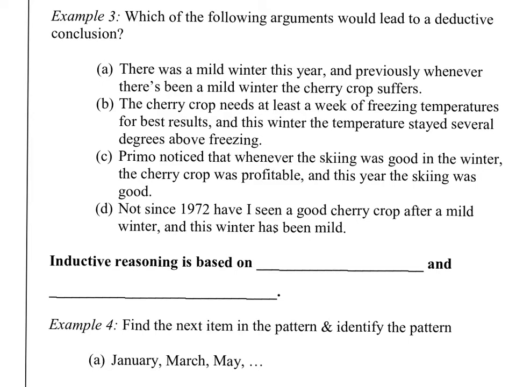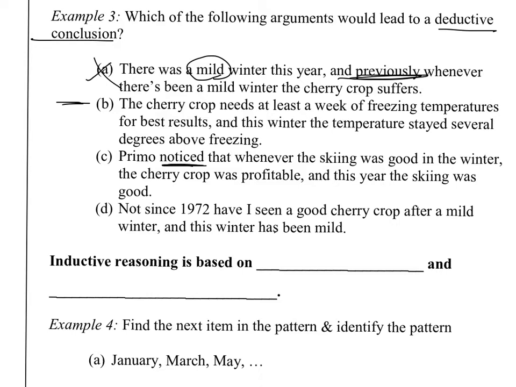All right, so we are looking for a deductive conclusion, which means a hard fact. So A, when I see things like mild winter, previously, those are indications of inductive. B: The cherry crop needs at least a week of freezing temperatures for best results, and this winter the temperature stayed several degrees above freezing. I'm going to hold on to that. What the cherry crops need are probably listed in the documents, like the little brochure or the little tag that comes with the tree. It'll tell you what they need, and then I can, of course, document the temperature and go look that up. So I'm going to hold on to that one.